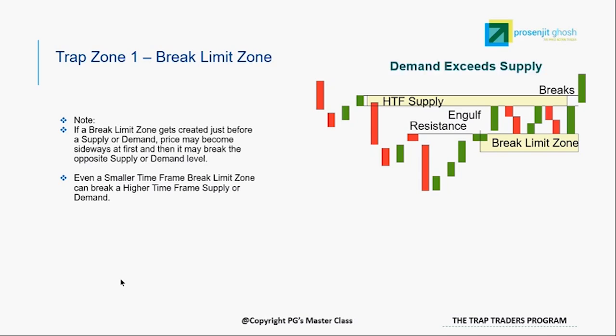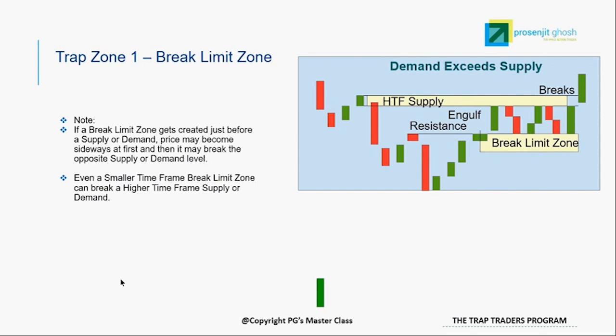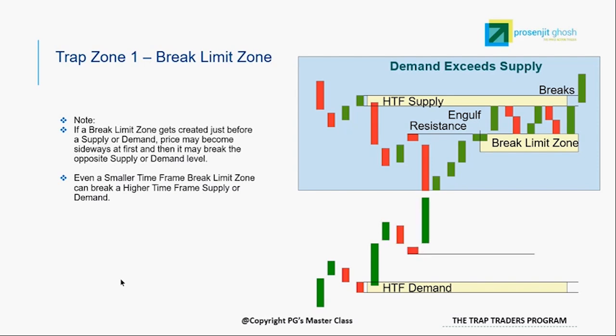So we know demand exceeds supply and the accumulation is formed, right? We can take a trade there. In the same way, price is moving up, there is an HTF demand. Price came down, moved up, a support got created. Price comes down to our HTF demand, and we are happy we can take a trade.